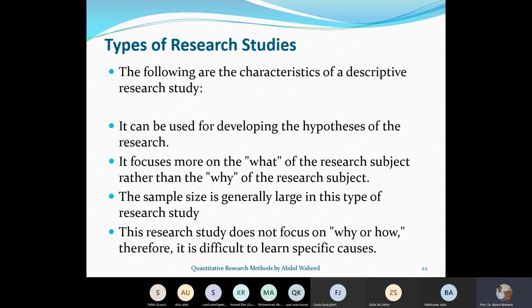So these are the characteristics of descriptive study. It can be used for developing the hypothesis, and it focuses more on what of the research subject rather than why of the research. So we just describe, what is this, what is this, what. We don't go for why. Sample size is generally large in this type of studies. This type of research study does not focus on why or how. Therefore, it is difficult to learn specific causes. So we are just describing.